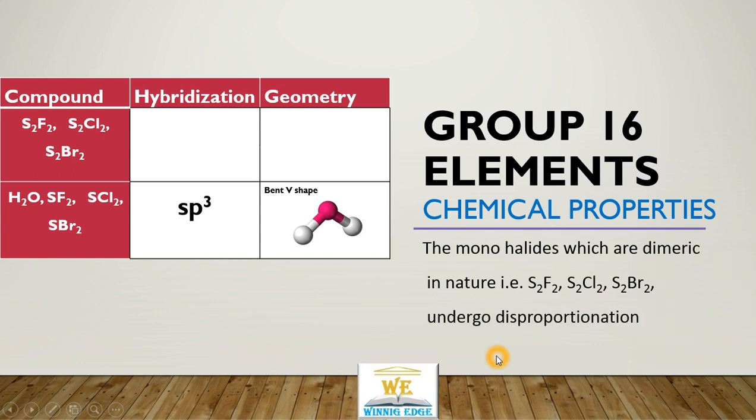Among these, the hybridized geometry of H2O is sp3, with 2 lone pairs that have been utilized for hybridization. It has a bent shape. SF2 is also sp3 hybridized. SCl2 uses 2 lone pairs. SBr2 also uses 2 lone pairs for hybridization.